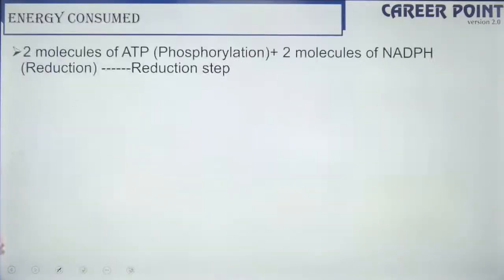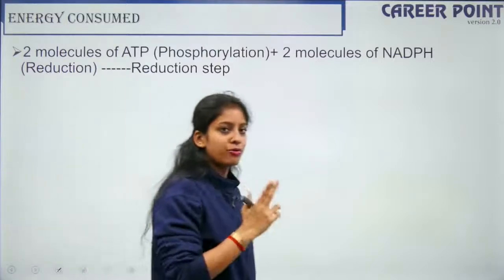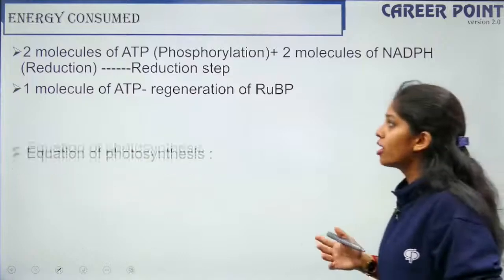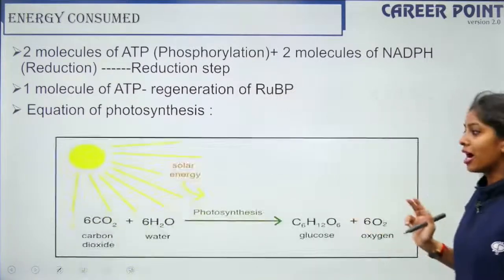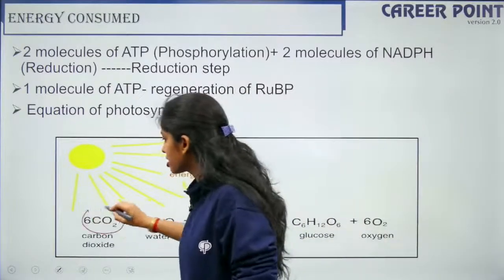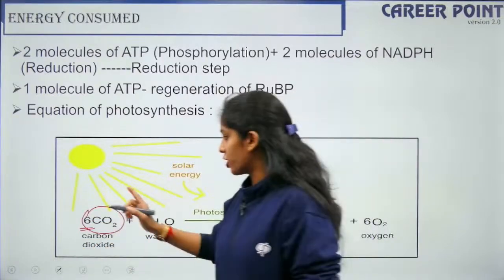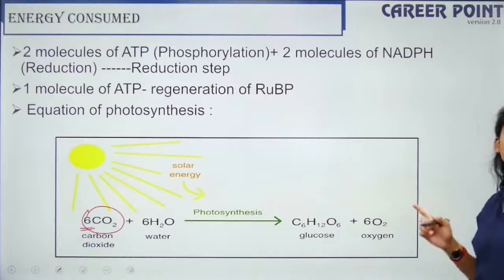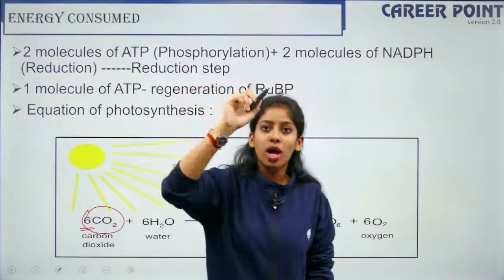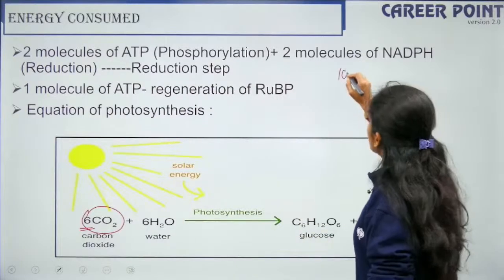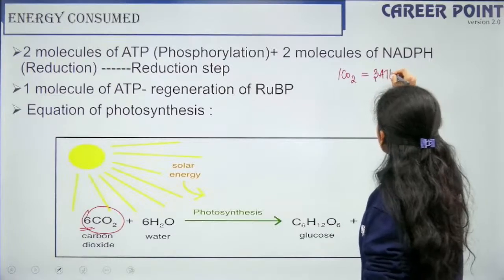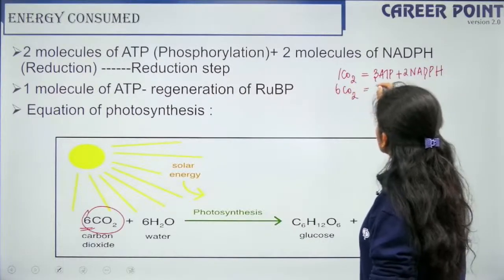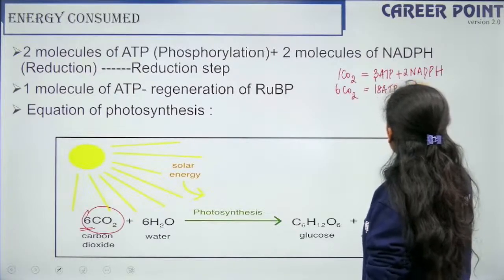Alright? Right. So what is the energy consumed? In the step of reduction, you have 2 ATP for phosphorylation and you have 2 NADPH, which is used for the reduction step. And then you have 1 molecule of ATP for the regeneration of RuBP. But understand the equation of photosynthesis is that you have 6 molecules of carbon dioxide. So when you write a balanced equation, it is 6 molecules of carbon dioxide plus 6 molecules of water, which gives you C6H12O6 plus 6 molecules of oxygen. So all this energy consumed is for 1 molecule of carbon dioxide. For 1 molecule of carbon dioxide totally, I need 3 ATP plus 2 NADPH. So now for 6 molecules of carbon dioxide, it would be 18 ATP plus 12 NADPH.